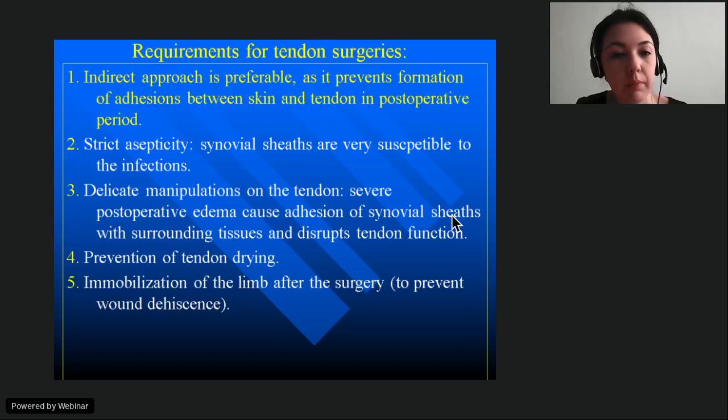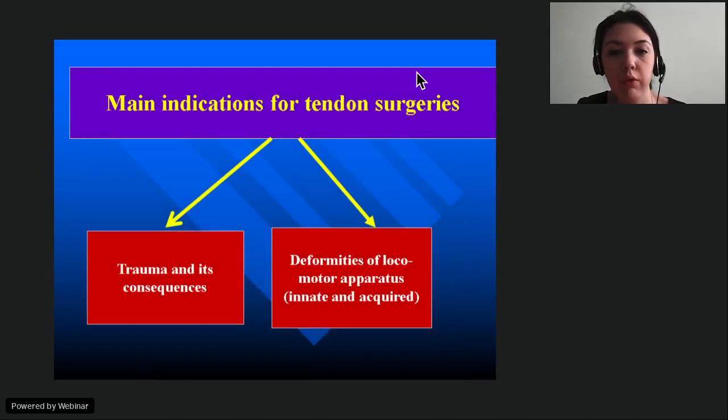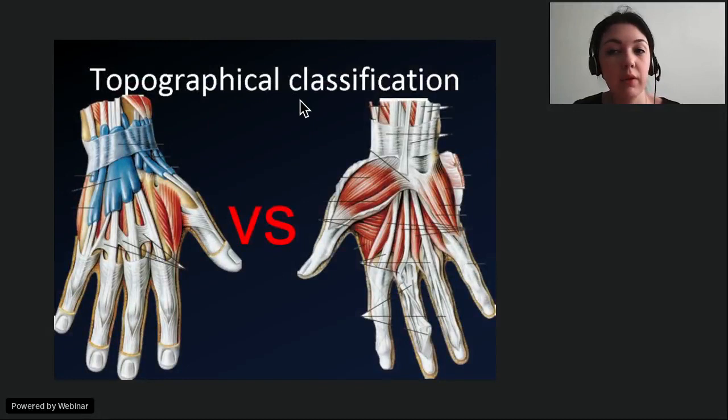So what are the main indications for tendon surgeries? First of all, these are traumas and their consequences. And deformities of locomotor apparatus, innate and acquired. These are the main indication for tendon surgeries. Mainly, we deal with tendon surgeries in the tendons of flexors and extensors muscles in the hand.